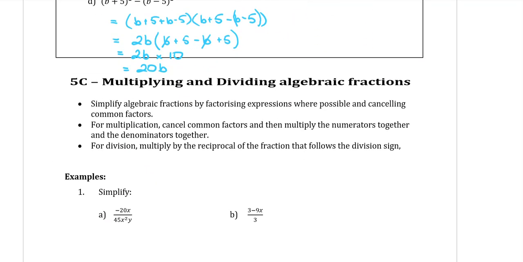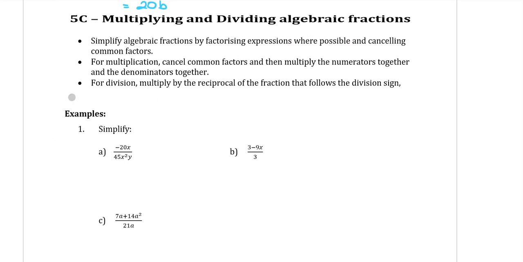Okay, so fractions time. Simplifying algebraic fractions by factorising expressions where possible and cancelling out common factors. For multiplication, cancel common factors and then multiply the numerators together and the denominators together. For division, multiply by the reciprocal of the fraction that follows the division sign. And then it becomes a multiplication problem.